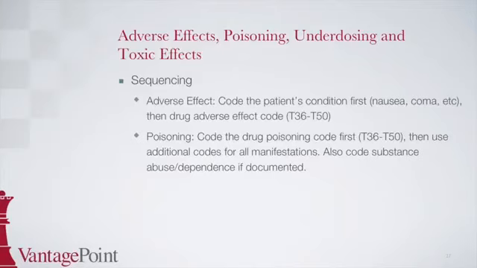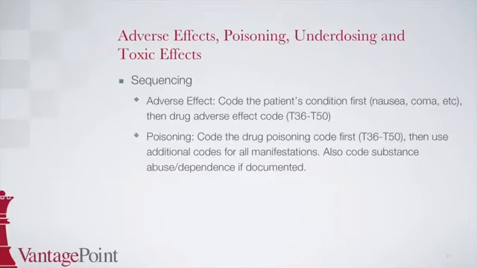This slide is very important because it contains the sequencing rules for adverse effects and poisonings. For adverse effects, you're going to code the patient's condition first, such as nausea or coma, and then the code for the substance that caused the adverse effect, with a 5th or 6th character of 5 from the table of drugs and chemicals.